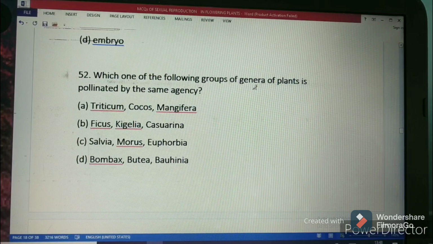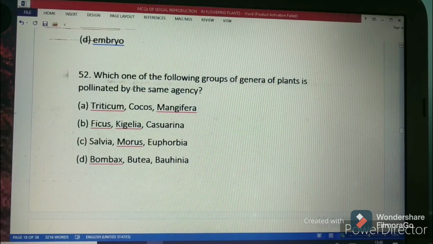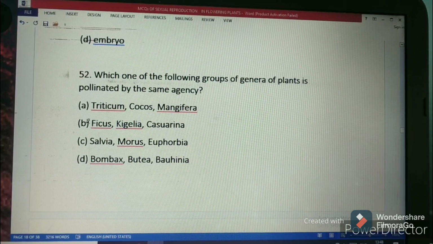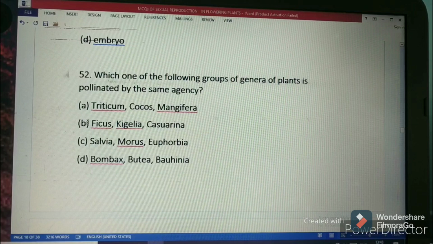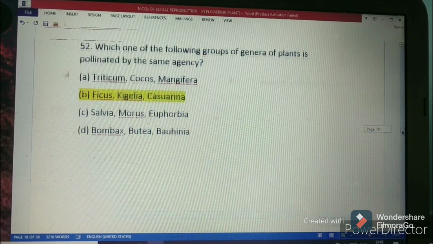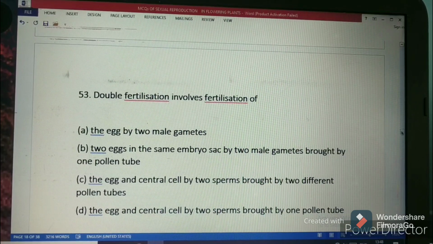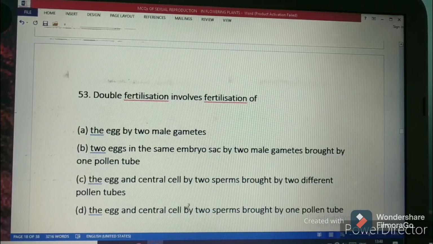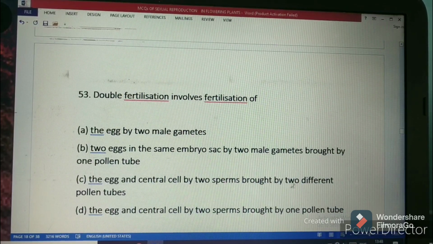Which one of the following groups of genera of plants is pollinated by the same agency? Fucus, Zostera and Casuarina. Double fertilization involves fertilization of the egg and the central cell by two sperms brought by the same pollen tube.